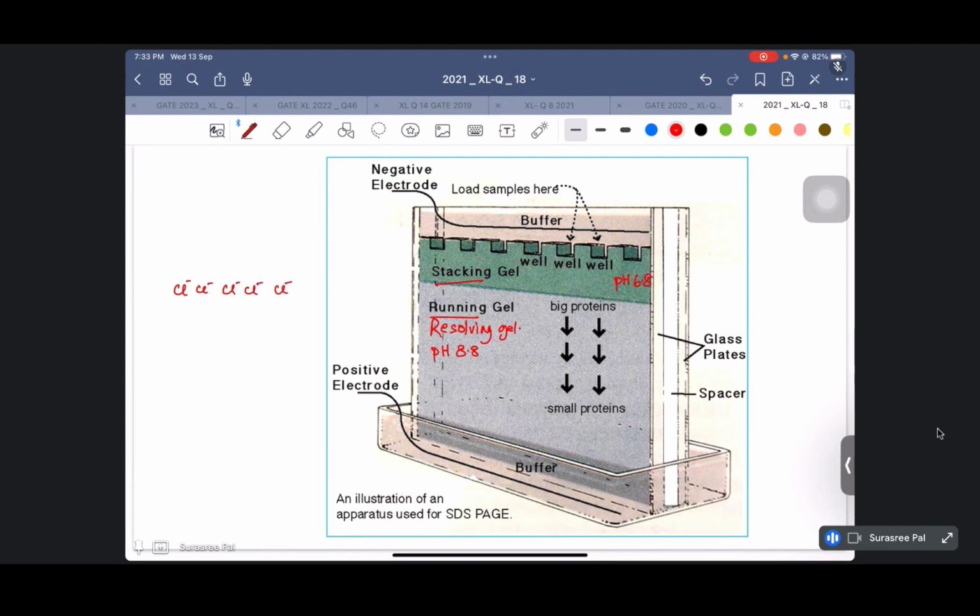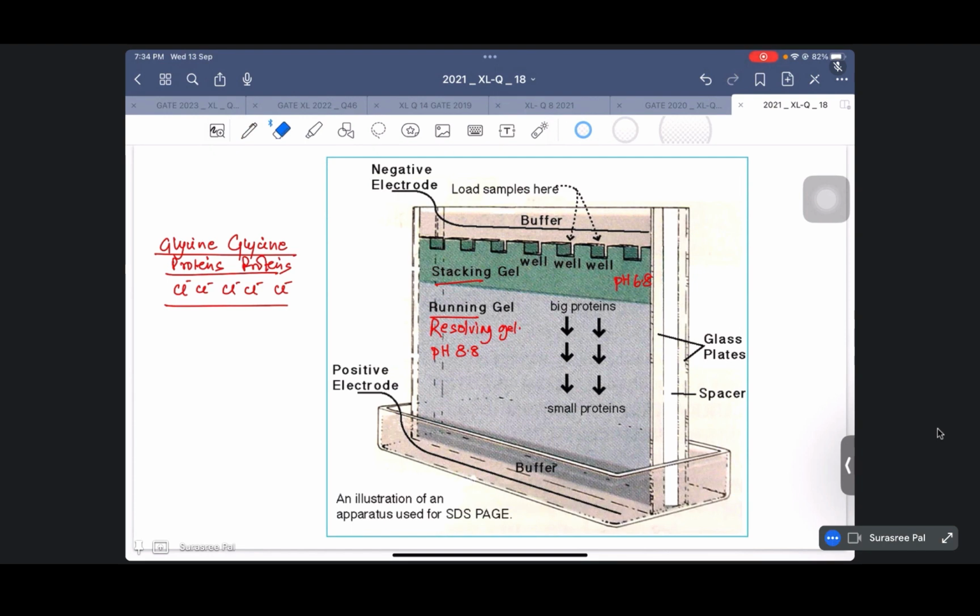Then there will be the proteins, all the proteins will be there. They will come in a line because after the proteins the front will be formed by glycine. So there will be glycine stacking on the proteins. In the front there are these chloride ions, on top of it there are these glycine molecules. Of course the proteins will be stacked in between them.